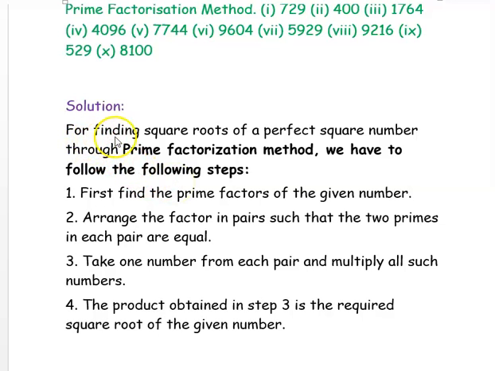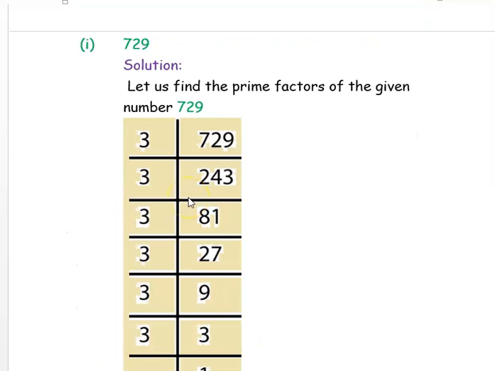For finding square roots of a perfect square number through the Prime Factorization method, we have to follow the following steps. The first step is to find the prime factors of the given number. The second step is to arrange the factors in pairs such that the two primes in each pair are equal. The third step is to take one number from each pair and multiply all such numbers. The last step: the product obtained in step 3 is the required square root of the given number. Now let's go for our first question.